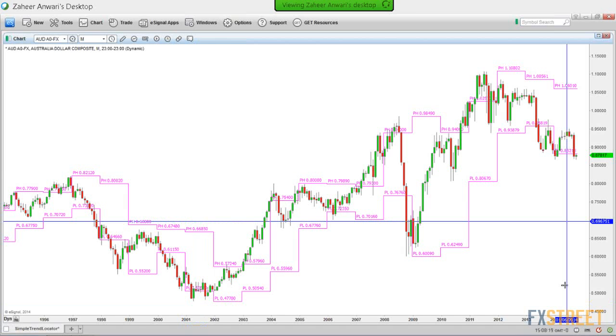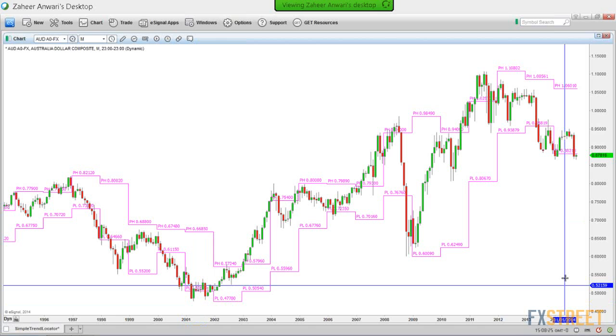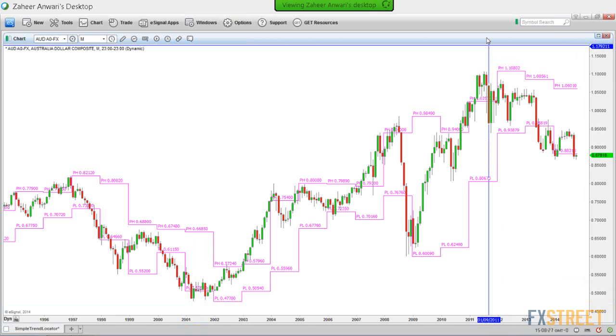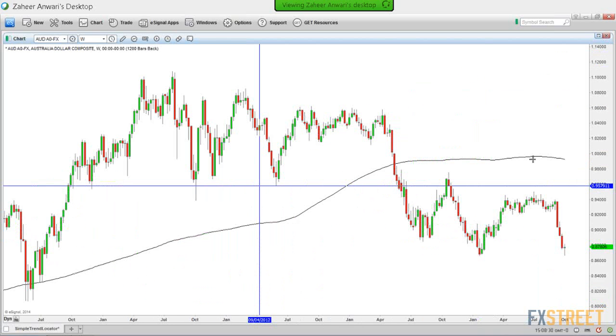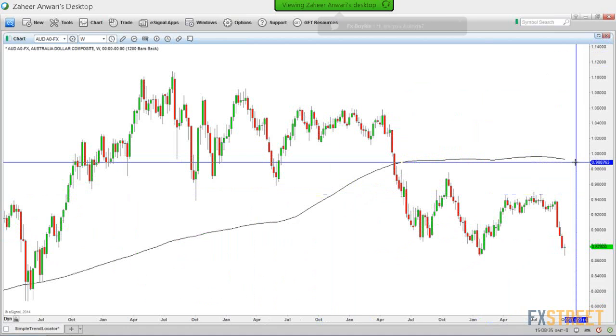Okay, so that's how I use the monthly chart. Major areas of support and resistance. So the Aussie dollar US dollar is on the watch list. I then go down to the weekly time frame to see where price is in relation to the weekly 200 moving average. Now the weekly 200 moving average also acts as a major area of support and resistance.